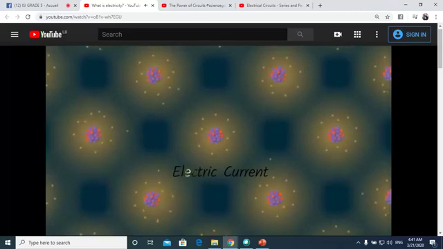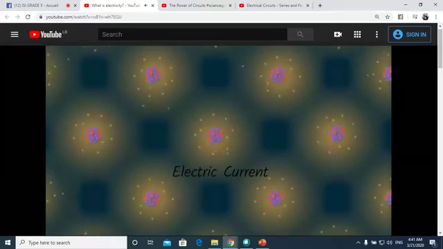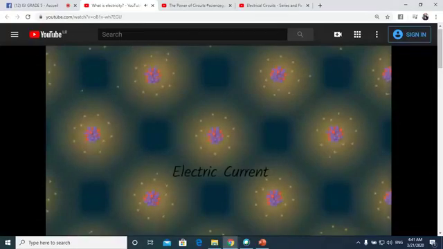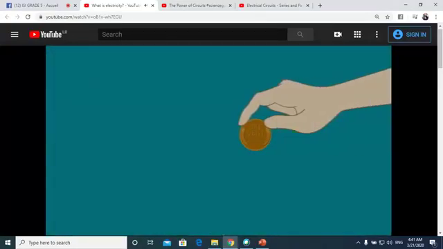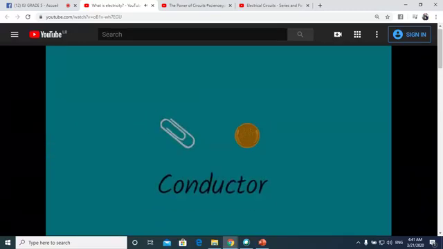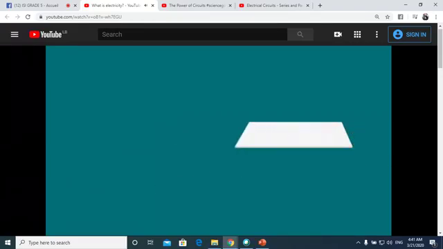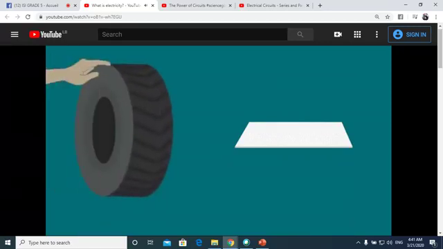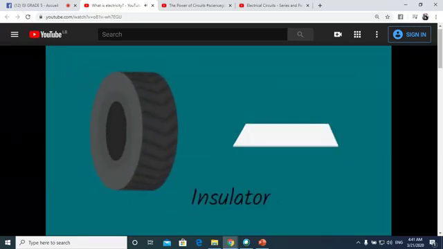Electrons can move in all materials, but they can move through some materials better than others. If electrons can move quickly and easily in a material, then that material is a conductor. A conductor is anything that allows electric current to flow from one point to another. The opposite of a conductor is an insulator. An insulator is a material that does not let electrons move well and doesn't conduct electricity.